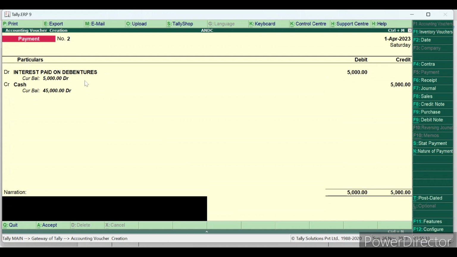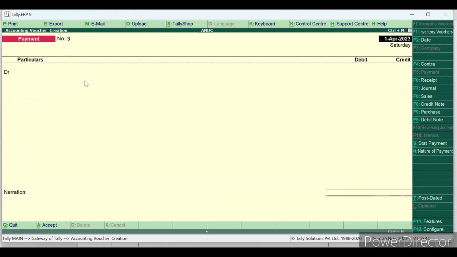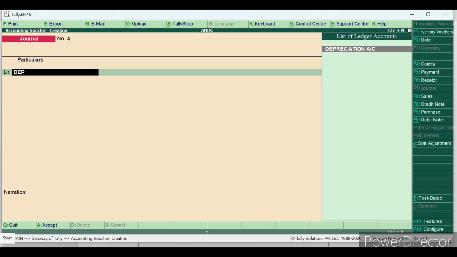Our next entry is depreciation on plant and machinery. No cash involved, so it's again a simple journal entry. It will be shown in the journal entry, so the entry will be made in journal, F7. Okay. Depreciation, the value of the plant and machinery is being reduced, so we'll credit it. And depreciation, we have to form this account. It's an indirect expense account shown again on the P&L account.